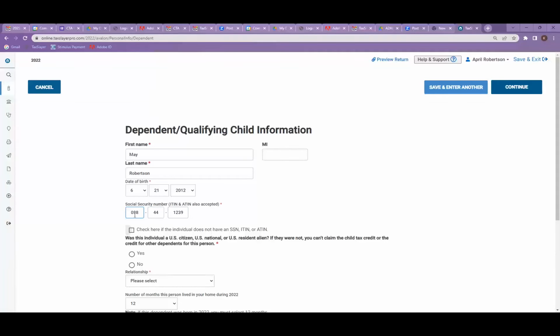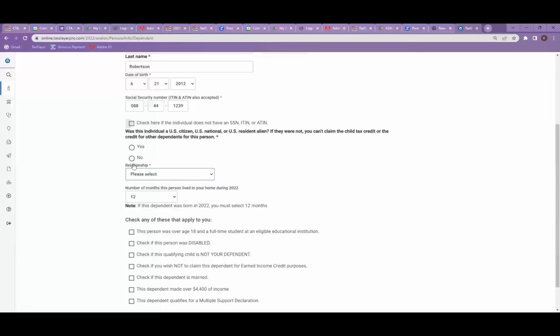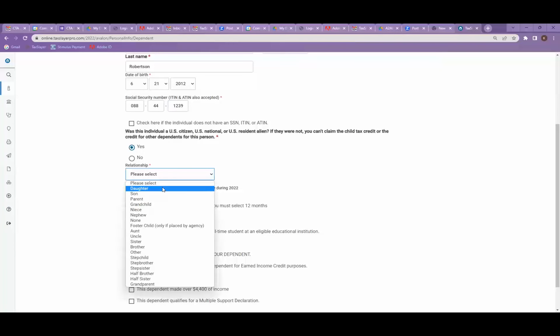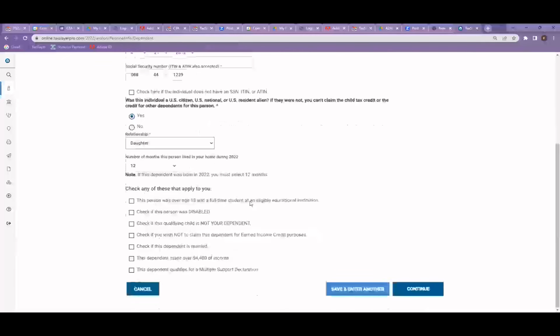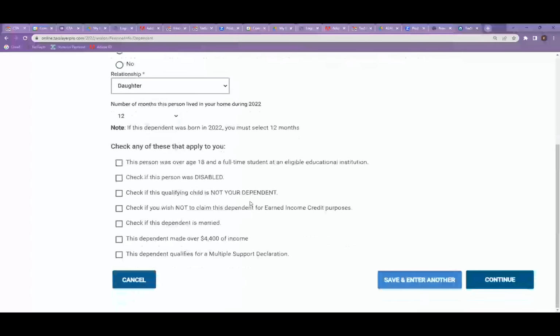Okay. It's asking questions about May. Was this individual a U.S. citizen, U.S. national, resident alien? The answer is yes. Remember, those are more or less the questions on QC status. The relationship to the taxpayer is a daughter. Number of months, 12. Scroll down. Person was not over 18, not disabled. Is the person dependent? That's not being checked.